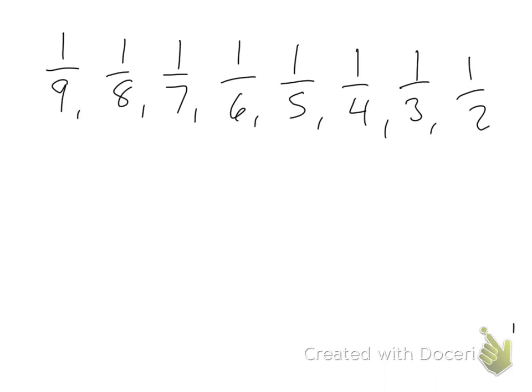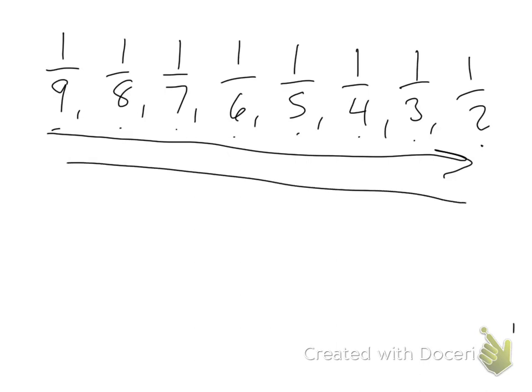Here I have fractions written in order from least to greatest. So you can see we have 1/9, 1/8, 1/7, 1/6, 1/5, 1/4, 1/3, 1/2. So you can see that when the denominators decrease, the value of the fraction becomes larger. Or you can say when the denominator increases, the value of the fraction gets smaller.